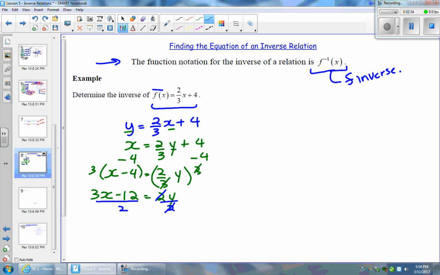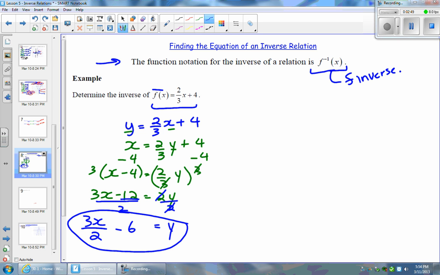So this cancels out. I get y is equal to 3x over 2. You know what? I'm going to leave that as a fraction. And then I have -12 divided by 2, which gives me -6. So there's the equation of my inverse relation, okay? And you want to check, sometimes you can actually express it in function notation. So this is the equation of some sort of linear relation. And as you know from your grade 10 experiences, every linear relation is indeed a function. So it passes the vertical line test, in other words.